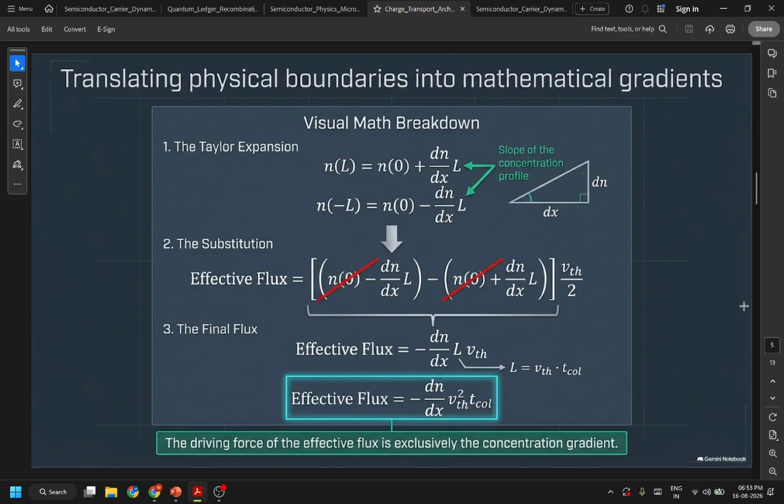So we can then translate this into mathematical gradients by using Taylor expansion. So n(L) is n(0) plus dn/dx times L, and n(-L) equals n(0) minus dn/dx times L. So from substitution, the effective flux will come out to be -dn/dx L v_th, and L we know as v_th times tau_c. So effective flux becomes -dn/dx v_th squared tau_c. So the driving force of the effective flux is exclusively the concentration gradient.